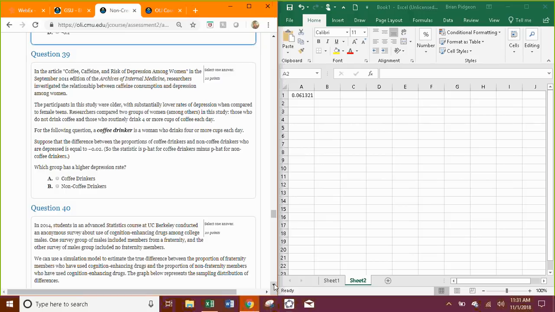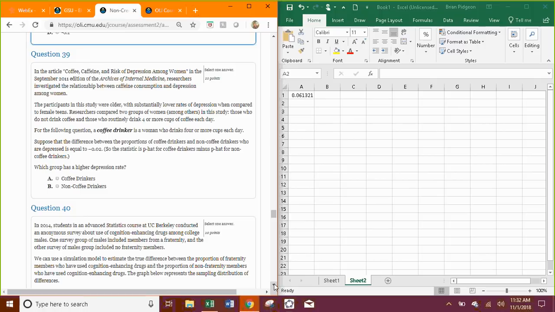Okay. In the article, Coffee, Caffeine, and Risk of Depression Among Women, September 2011, the participants in the study were older with substantially lower rates of depression when compared to female teens. Researchers compared two groups of women, those who do not drink coffee and those who routinely drink 4 or more cups of coffee each day. For the following question, a coffee drinker is a woman who drinks 4 or more cups each day.